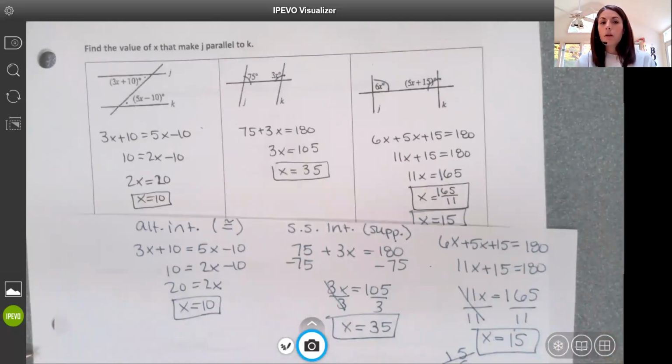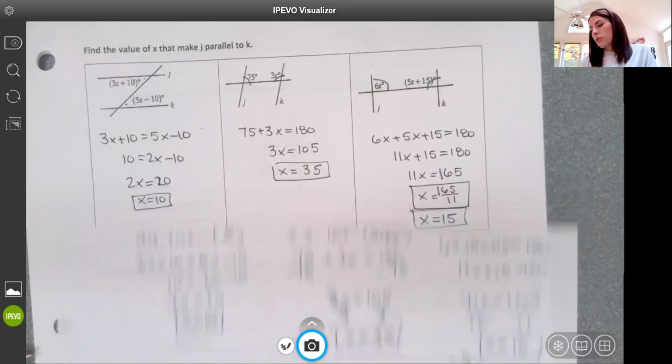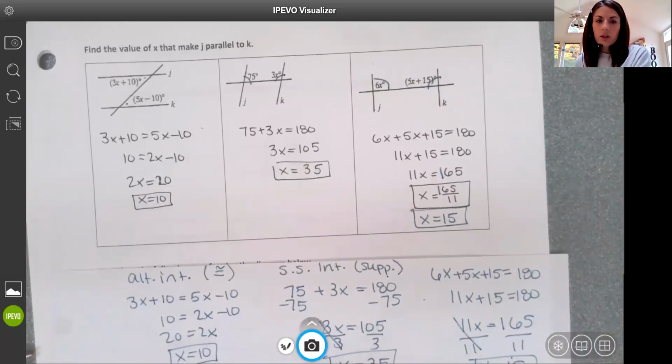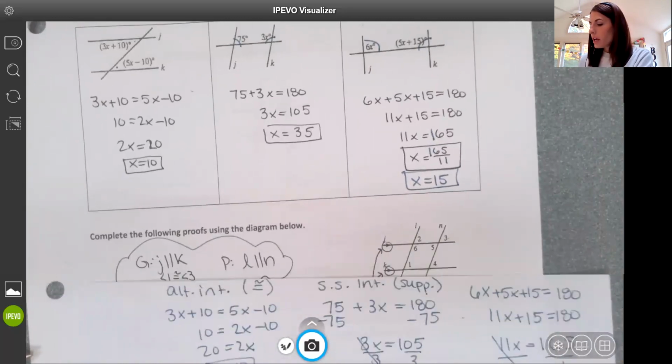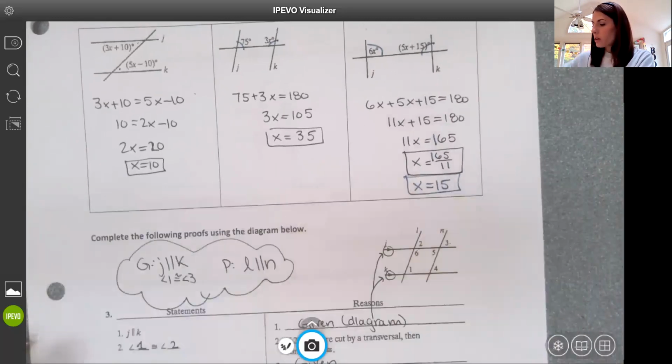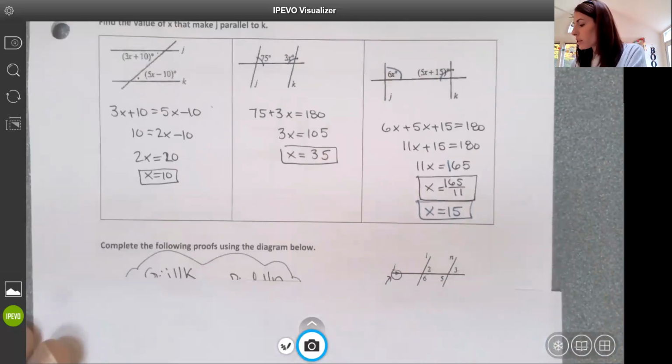Okay. So that's the algebra stuff. We've done quite a bit of that, and you had a checkout that had some of that stuff on it. And then we have our proofs. So I think what I'm going to do is rewrite these.